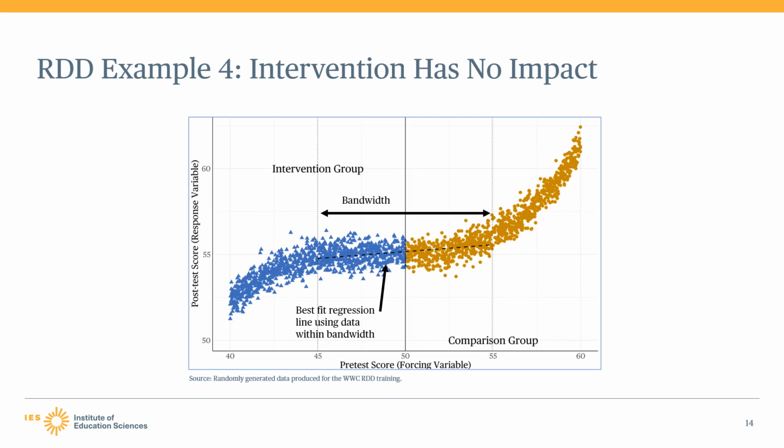Once again, it is common for researchers using an RDD to estimate only best fit regression lines on either side of the cutoff value using a subset of forcing variable values that fall inside of a specified range, namely the bandwidth. This graph shows an example where the researchers may have estimated local linear regressions within a bandwidth, but still found no evidence of an intervention impact right at the cutoff value of the forcing variable.